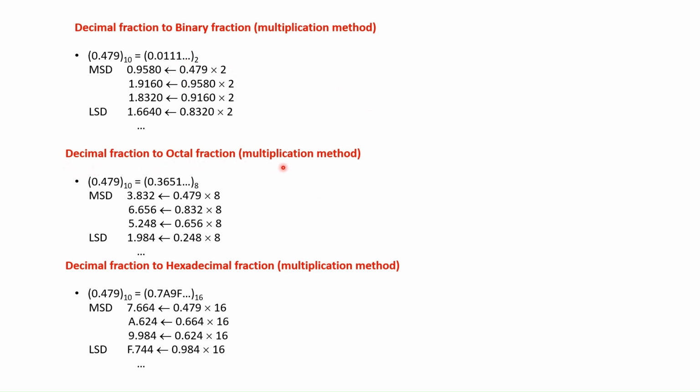Similarly, for decimal fraction to octal conversion, we will repeatedly multiply the fraction part of the decimal with 8 here, and we'll be reporting it as 3651 in octal. Similarly, for hexadecimal number 0.47910, we are only taking the fraction part and multiplying it by 16. Every time we are multiplying the fraction with 16, and we are reporting the result from top to bottom: 7A9F.